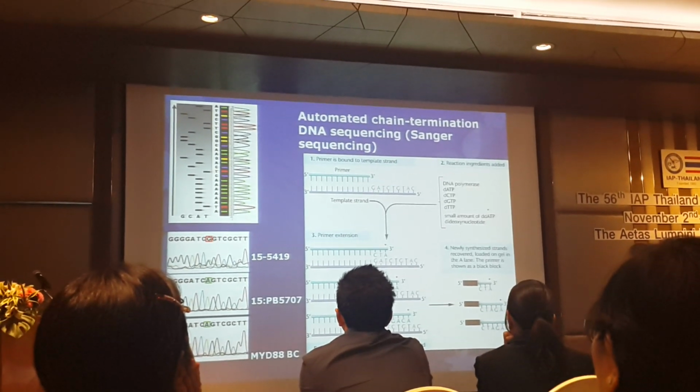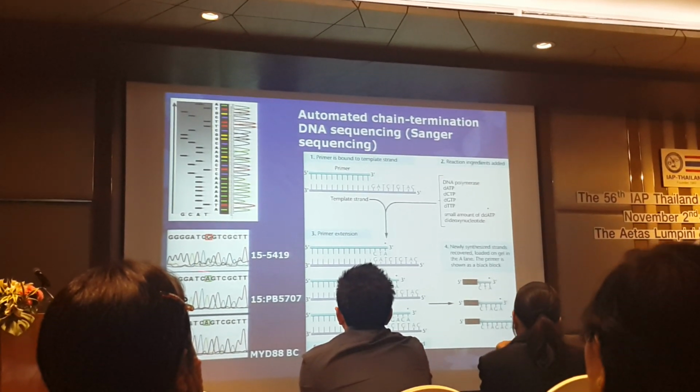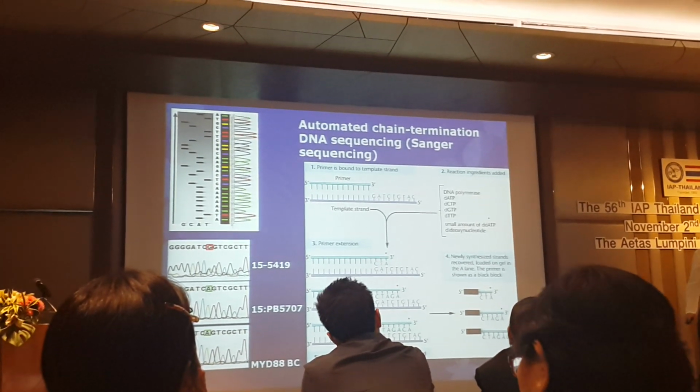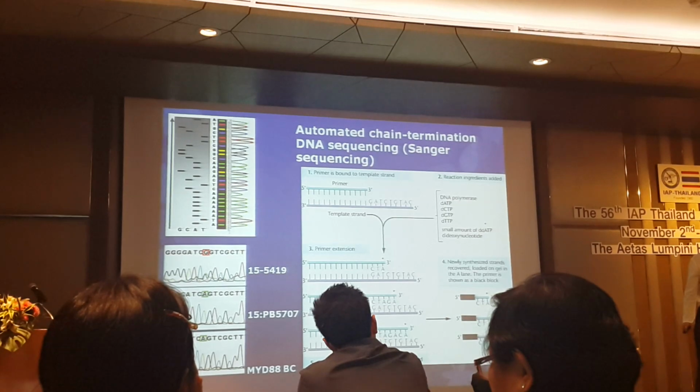So this is the traditional Sanger sequencing, which is now automated, and you can determine, for example, when looking for the MYD88 mutation, that this case has a particular mutation. So this is Sanger sequencing, and that is still done most of the time.